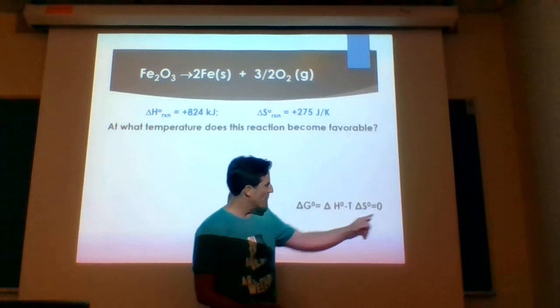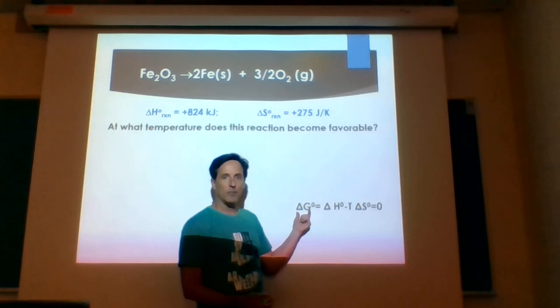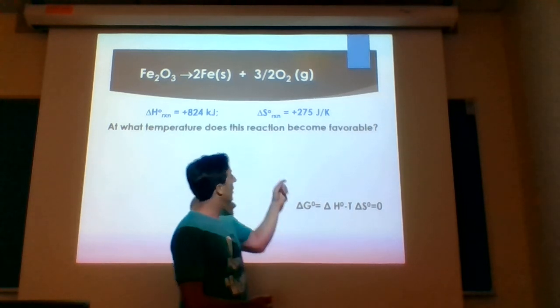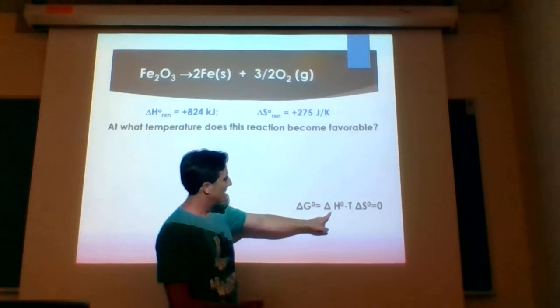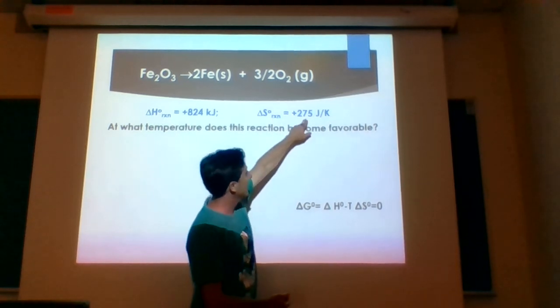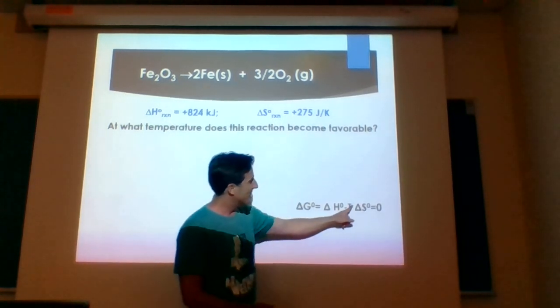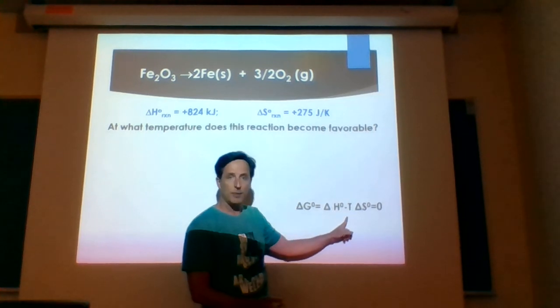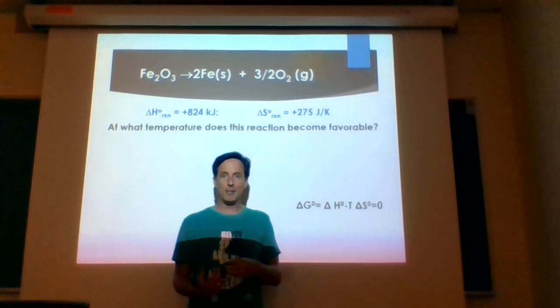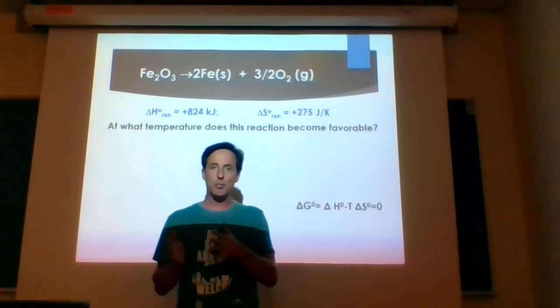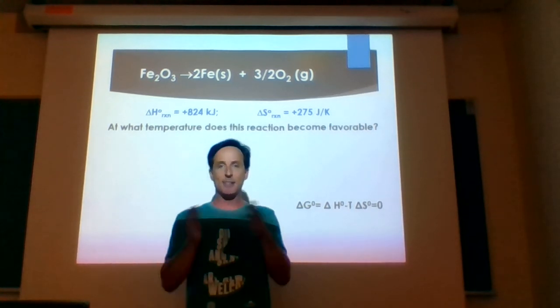I'm going to plug in a 0 for my delta G. And then I know what delta H is, that goes here. I know what delta S is, that goes here. And I solve for my temperature. And when I get that temperature, that's going to be the answer. That's going to be the temperature where it goes from being non-spontaneous to spontaneous.